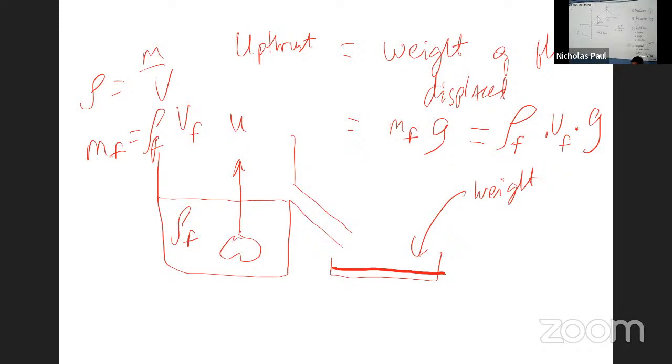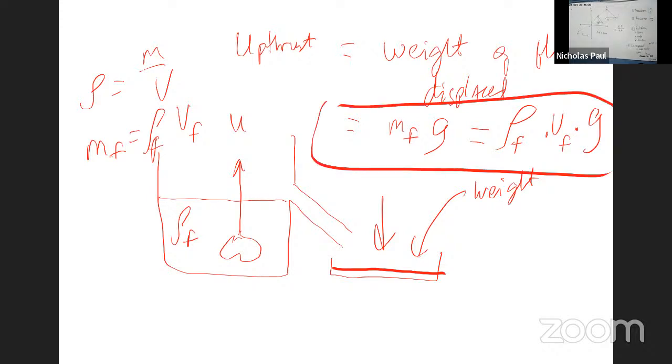Quick little question here. The volume of the water that fell out there, what is that equal to? The volume that fell out there is also the volume of the object. An object will always displace its own volume in water. So let's make a note of this here. This is one way to find the upthrust. Upthrust is weight of fluid displaced.